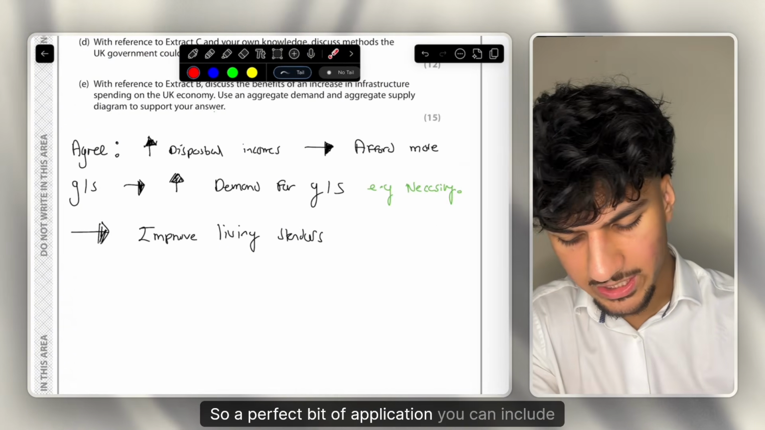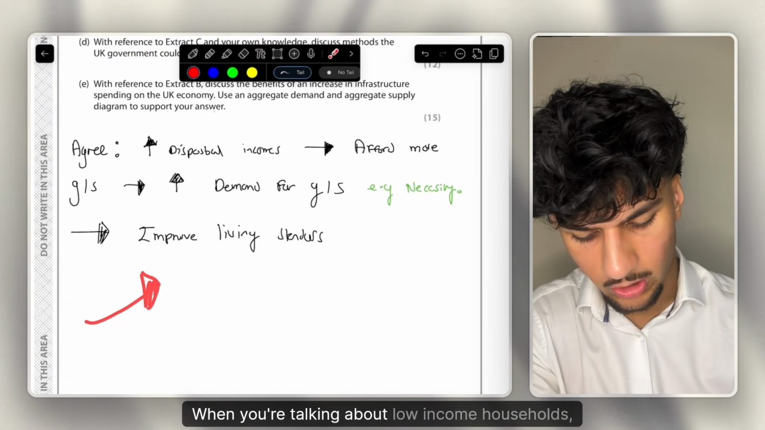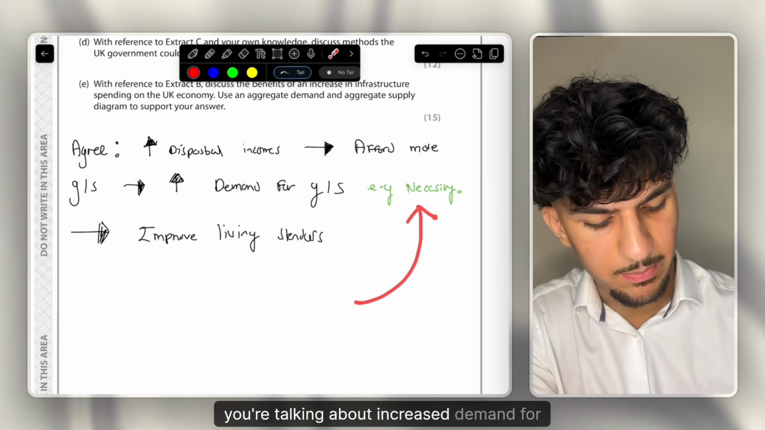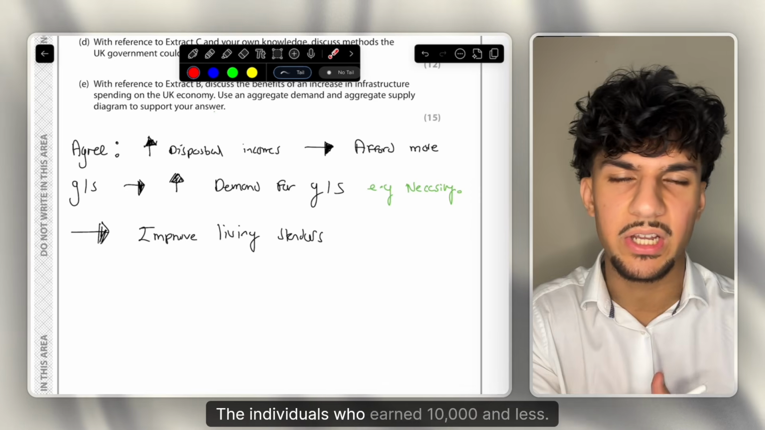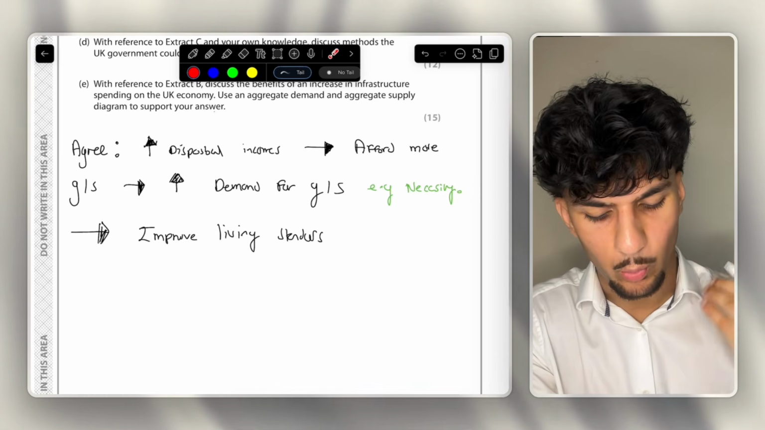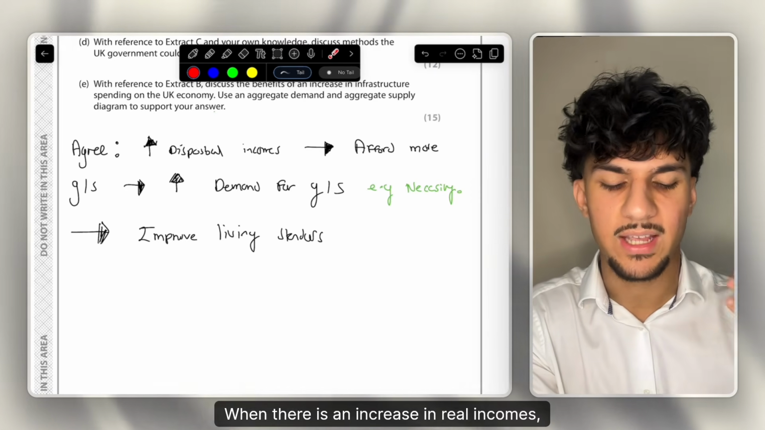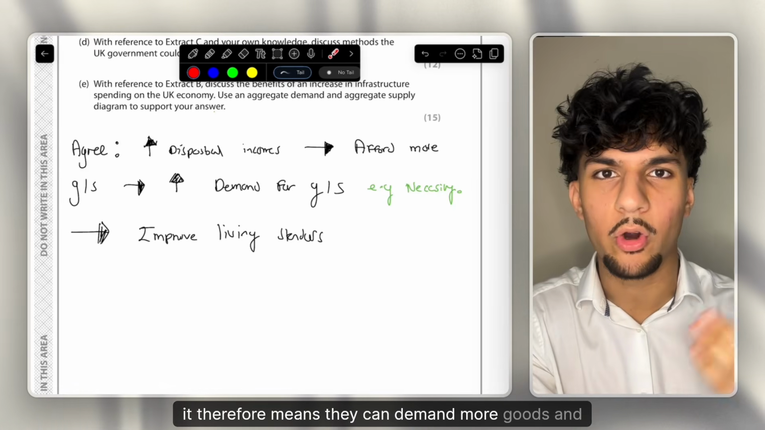So a perfect bit of application you can include there when you're talking about low income households, you're talking about increased demand for necessities. You can say low income households, e.g. the individuals who earn £10,000 and less, when there is an increase in real incomes, it therefore means they can demand more goods and services.